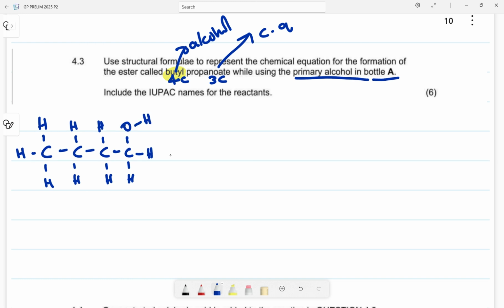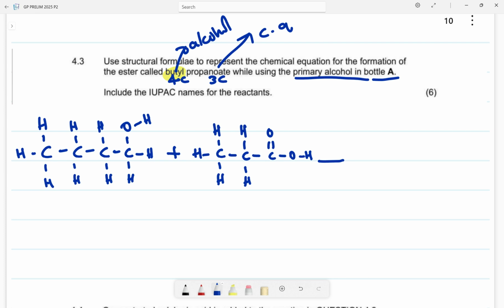And then plus something. What's that something? Propanoate comes from propanoic acid. Guys, it comes from propanoic acid, so it's just easy. Propanoic acid has 3 carbons, like this, and then a double bond O and OH. Remember, it has a Q.